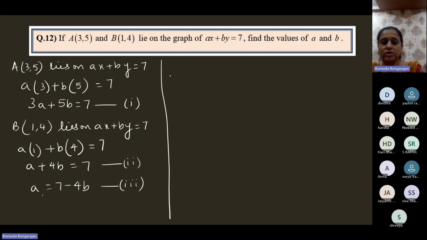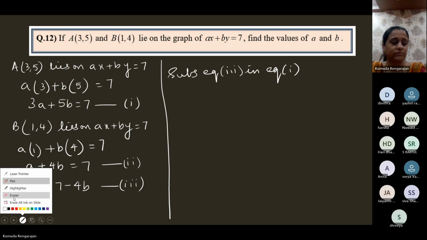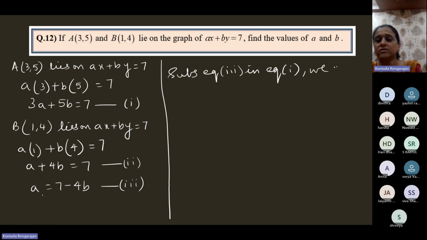So what you have to do is substitute equation 3 in equation 1. You've got 3 from 2, right? Don't substitute 3 in 2. Substitute 3 in 1. So substituting equation 3 in equation 1 we get, what's equation 1? 3 into A. But A is what? 7 minus 4B, plus 5B is equal to 7.